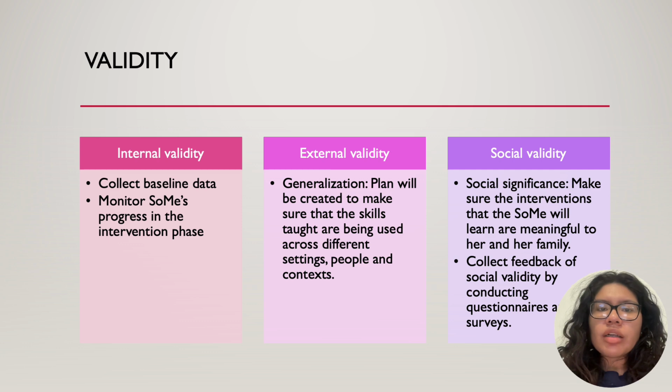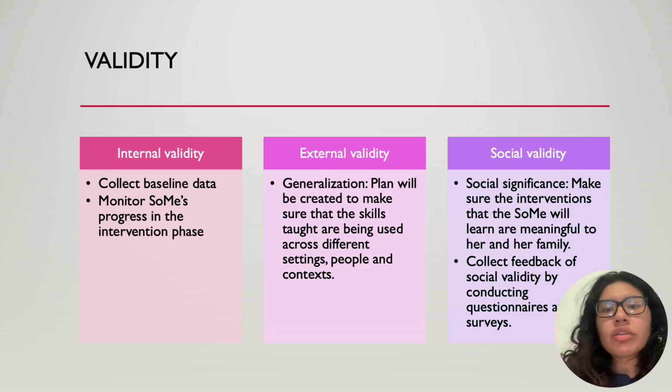We're going to plan to create and use generalization to make sure the skills are being taught across different settings, people, and contexts. Lastly, social validity. Social validity is about whether a behavior change or intervention is meaningful and valuable to the people involved. So we're going to test social significance. We want to make sure that the interventions that Somi will learn are meaningful for her and her family. And we're going to do that by collecting feedback of social validity by using questionnaires and surveys after the interventions have been placed.